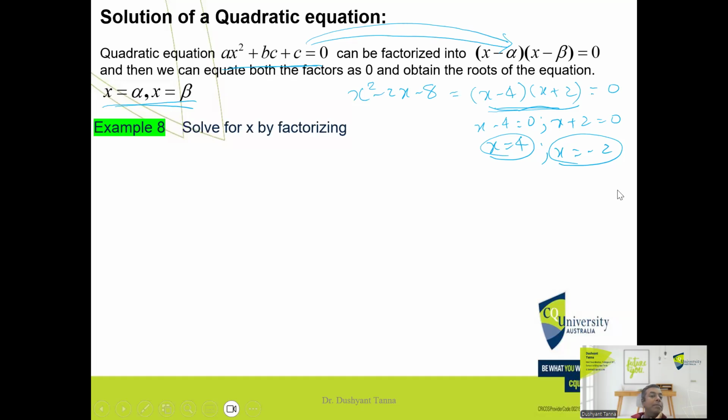Right, solve for x by factorizing x squared plus 2x minus 3. Give it a go.